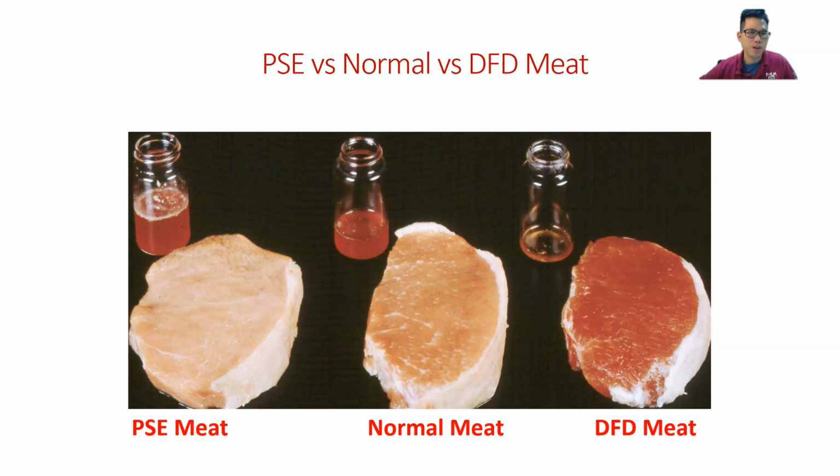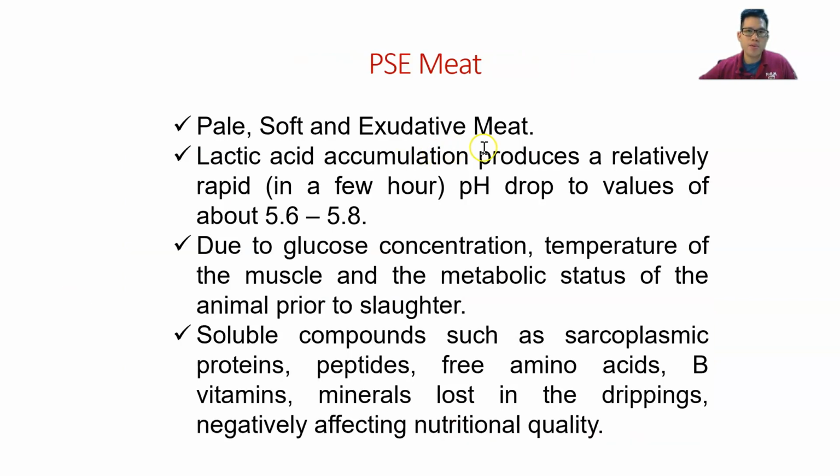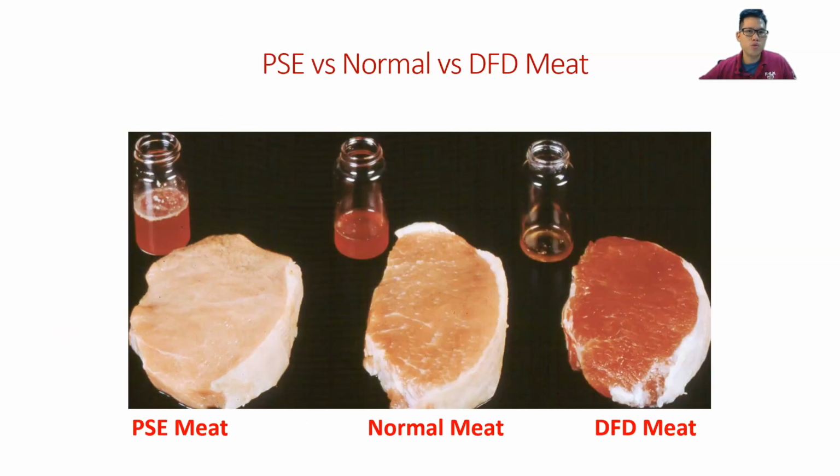Okay, why does PSE happen? It is because too much lactic acid accumulated. The pH actually dropped too much, below about 5.6 to 5.8, and sometimes even lower than that. So it was produced too fast and can drop below 5.6. Because of this drop in pH from the lactic acid, it leads to the production of what we call PSE meat.